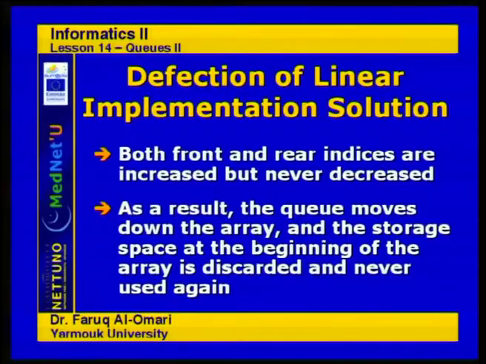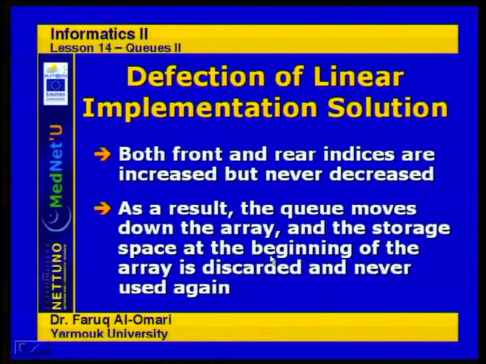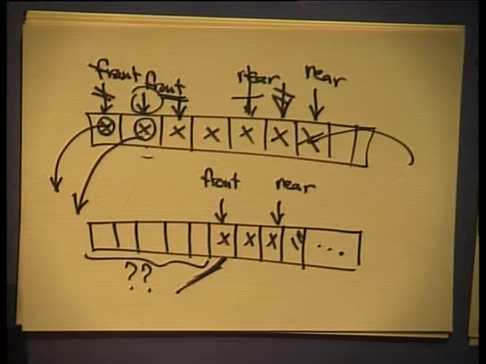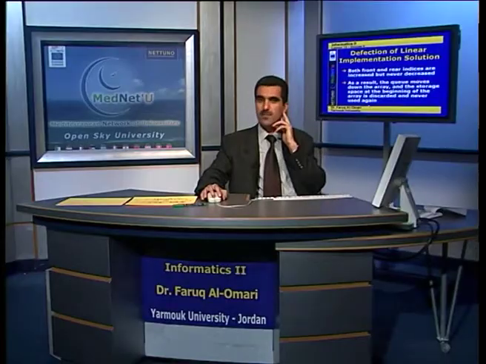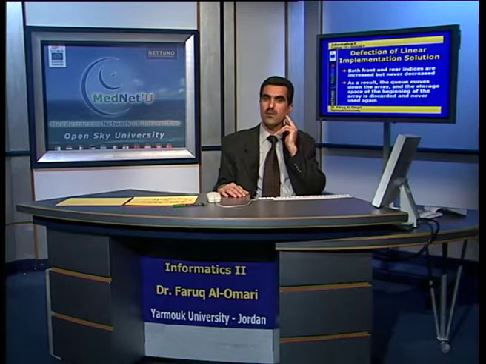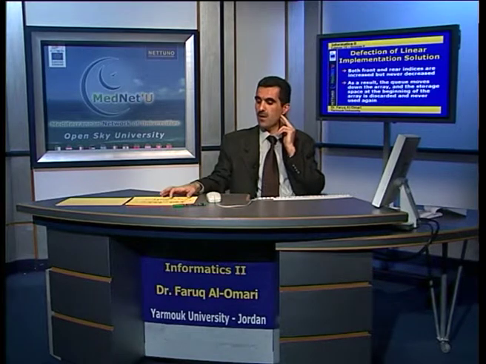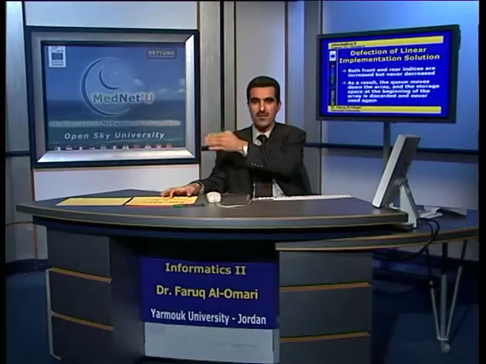Well, as a result, the queue moves down the array, right? As we service people, the storage space at the beginning, this one, is actually discarded and never used again. And this is a problem. So yes, we thought we made it. We thought we found the best solution because we're not moving much of data, but apparently we're not doing well because we're losing a whole bunch of space at the beginning of the array once we have several services.